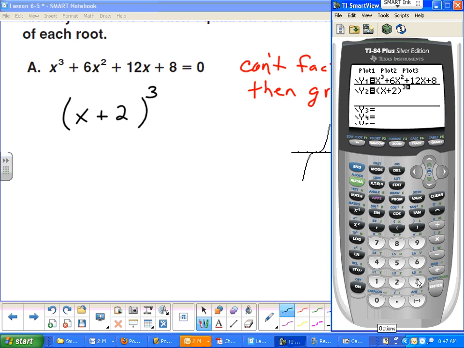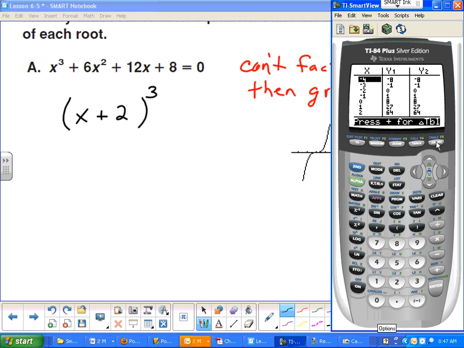And then I'm going to go to my tables. Now graphs are always nice to check to see if they're the same, but tables are much easier because it right away tells you whether the numbers are the same or not. In this case, the numbers are the same.